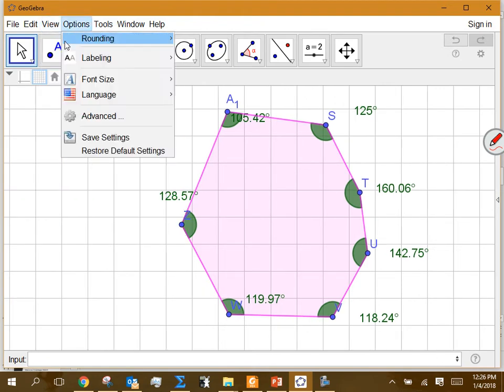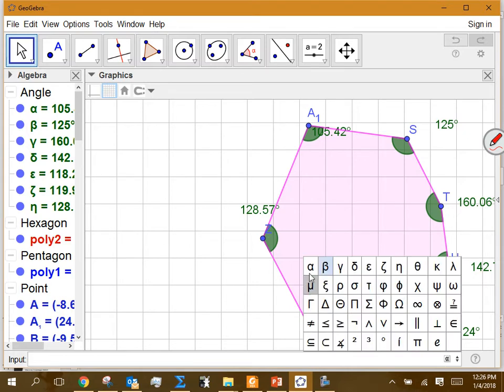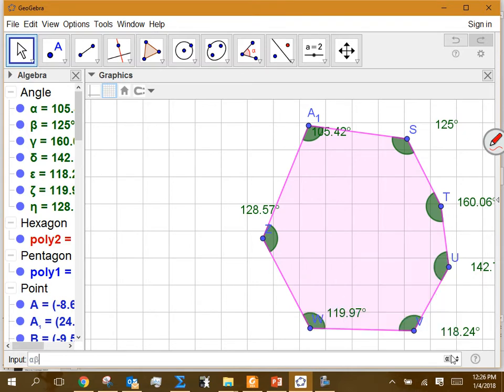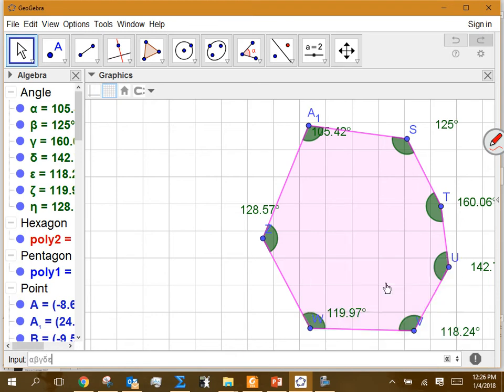And I want to show you just algebraic. It's going to be kind of a pain in the butt. So just give me a minute here. Alpha, beta. All right, just trying to recall all of these angle measurements.